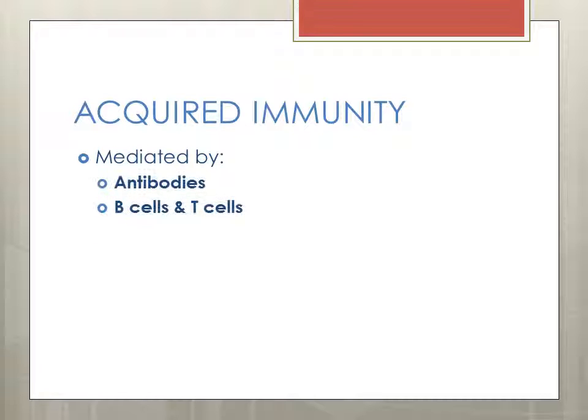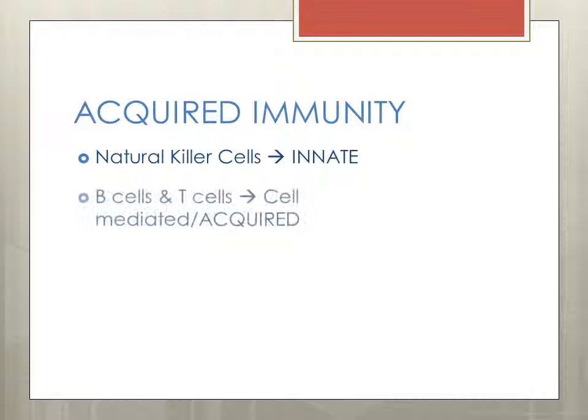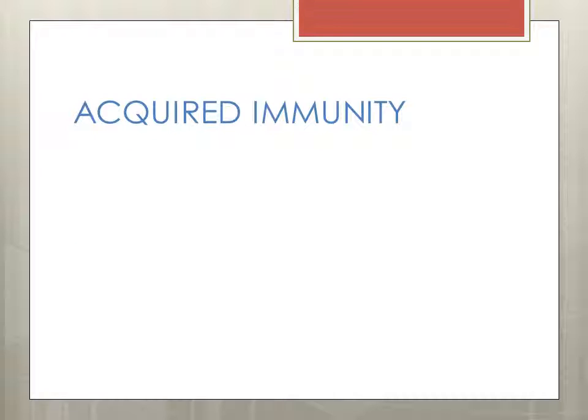Now this is mediated by antibodies, by B cells and T cells. And this is a very important concept. Natural killer cells, B cells and T cells are all classified as lymphocytes. But remember that natural killer cells fall under innate immunity. B cells and T cells, on the other hand, are cell-mediated or acquired immunity. But they're still all lymphocytes. And antibodies fall under a sub-branch known as humoral immunity.